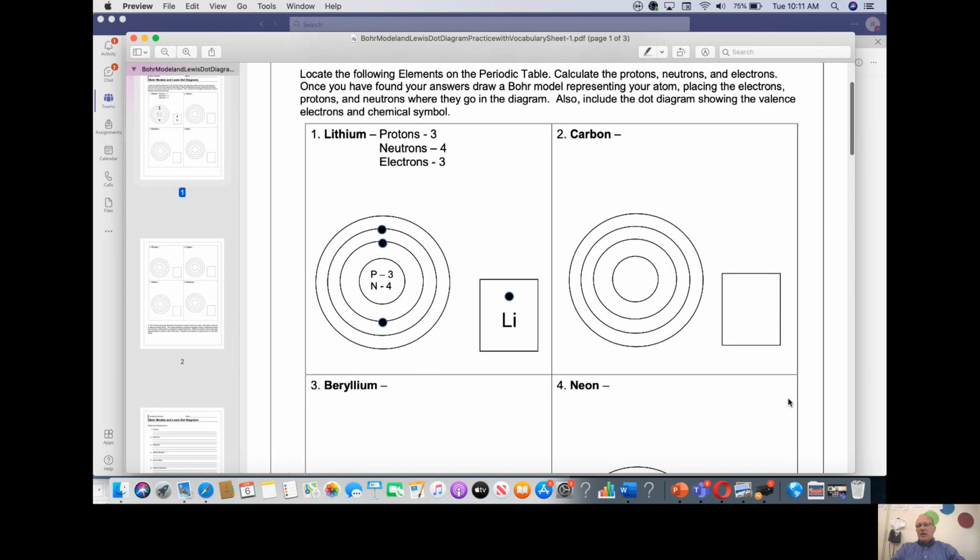So that's something that we're going to talk about more going into the future. Hopefully that helped you understand a little bit about the atom, and reviewed a little bit of what we had talked about earlier in the year.